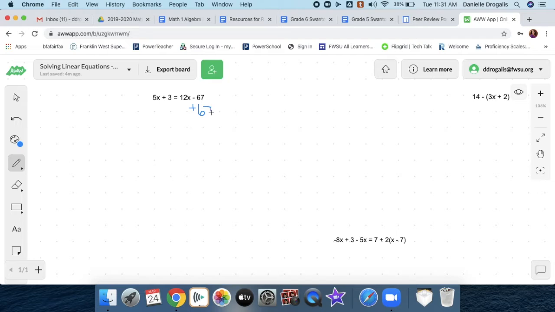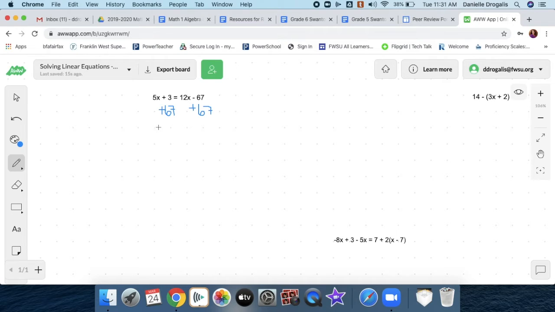Now, what I'm going to do is consolidate this negative 67 with the positive 3. I could have done the opposite of adding 3. I could have subtracted 3. But what that would have led me to do is deal with really large, or really small but large looking negative numbers. And I like to avoid that wherever I can. So this is adding 67 to this side also.